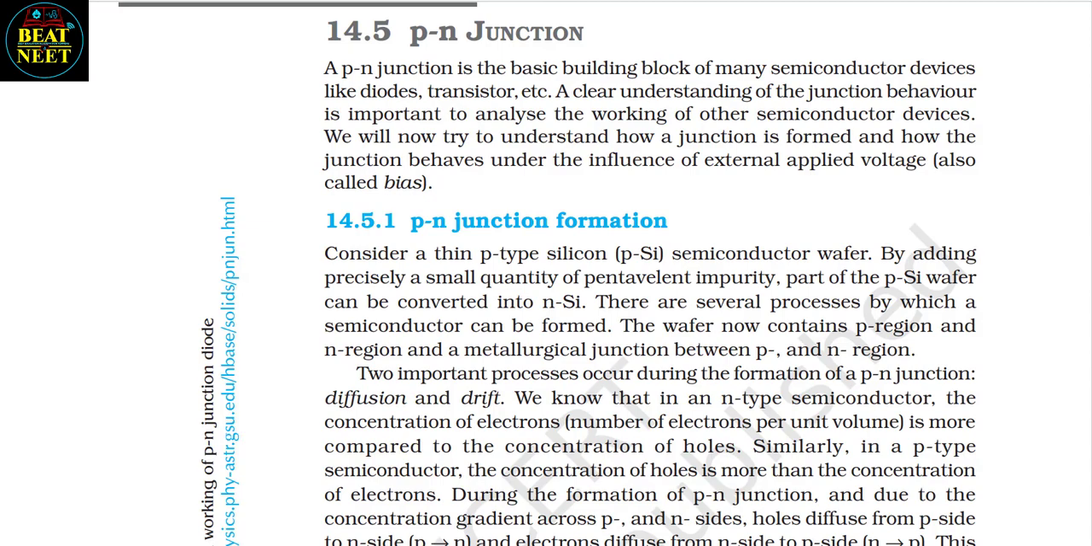Hello everyone, welcome to the second part of Semiconductor chapter 14, class 12th, and I am starting here from 14.5 PN junction.